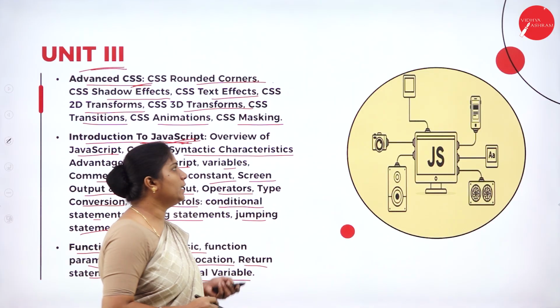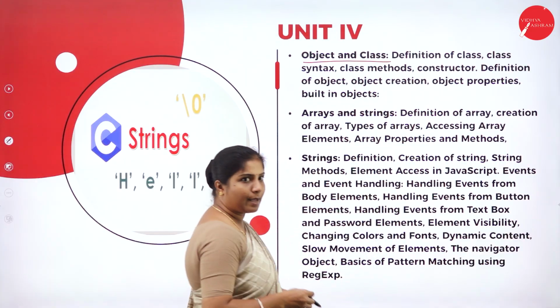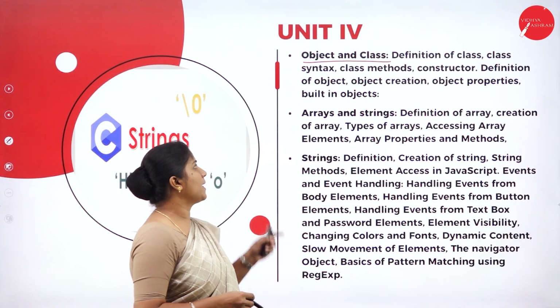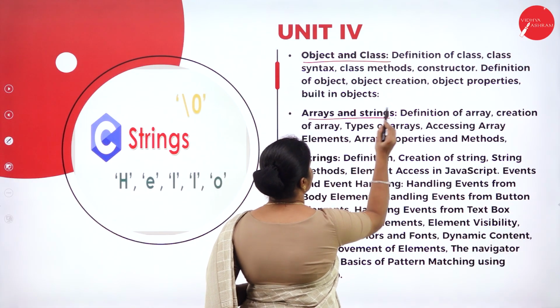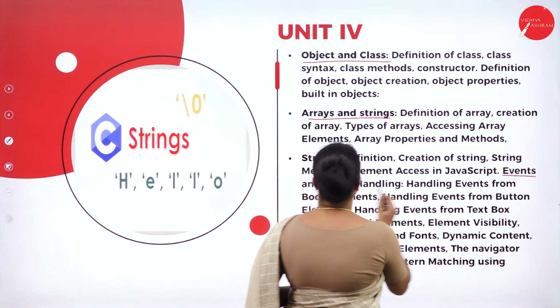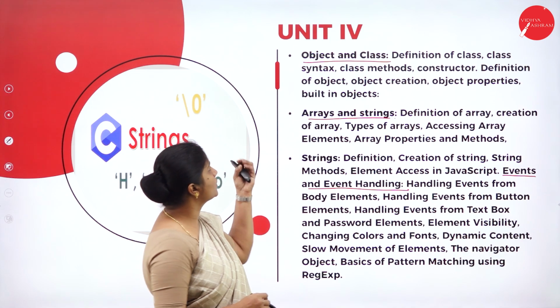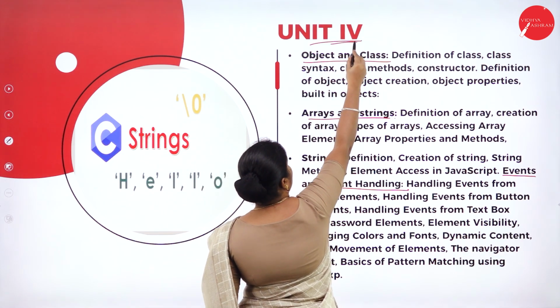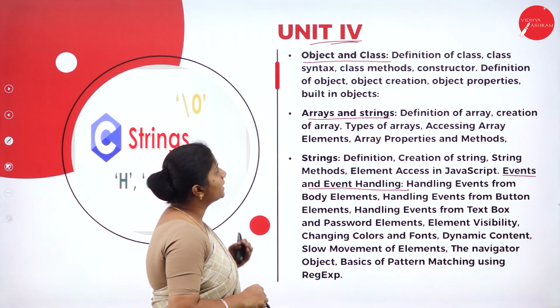Next, we will move on to unit 4. In this, we are going to study object and class as the first chapter. The second chapter is arrays and strings. The third chapter is events and event handling. These are the three important chapters we are going to study under unit 4. So what does the first chapter contain? That is object and class.